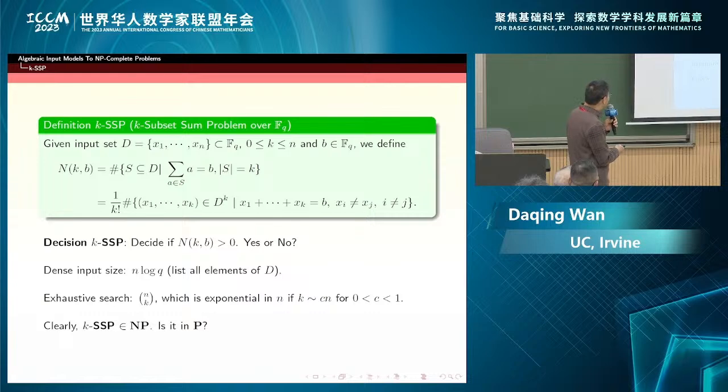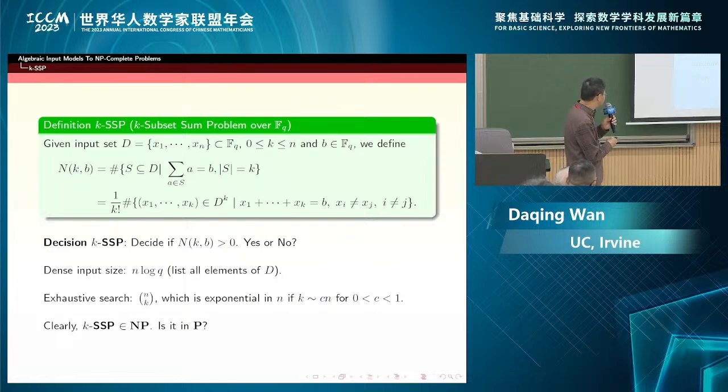hyperplane. Again, so the decision question is: decide if this has a solution. I mean, is there a k-subset such that the sum equals b? And the answer is yes or no. That's the decision K-subset sum problem.